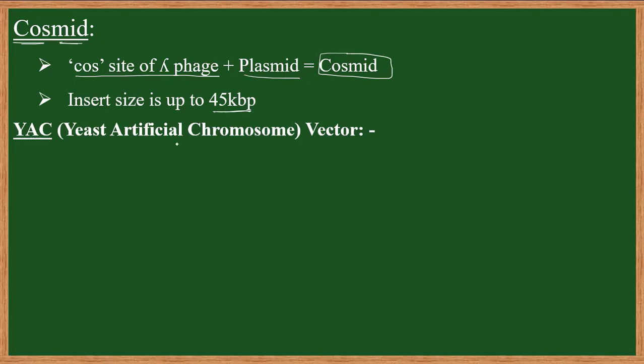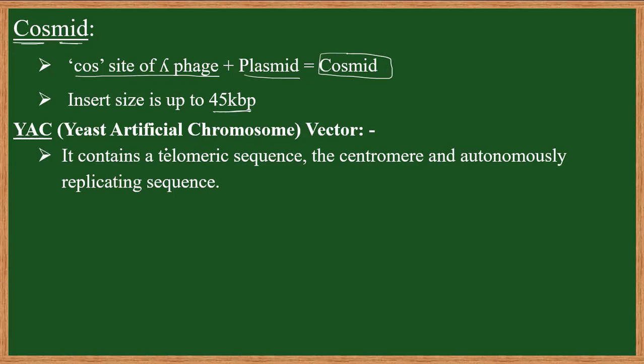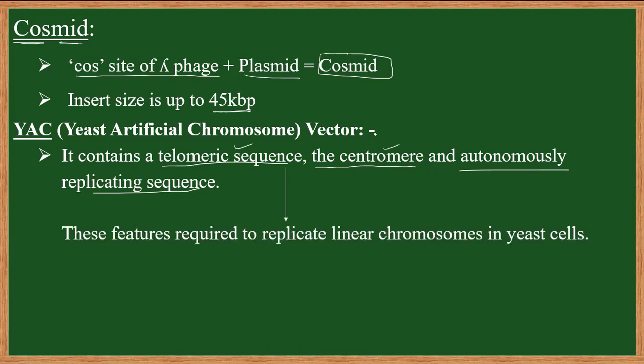Now one more vector, and this one is YAC, yeast artificial chromosome, and this one is applicable for eukaryotic cells. So this one contains a telomeric sequence, the centromere, and an autonomously replicating sequence. So due to these types of sequences, we mostly use it in eukaryotes. So these features are required to replicate a linear chromosome in each cell. Okay, so these features are essential, and these features are present only in YAC.